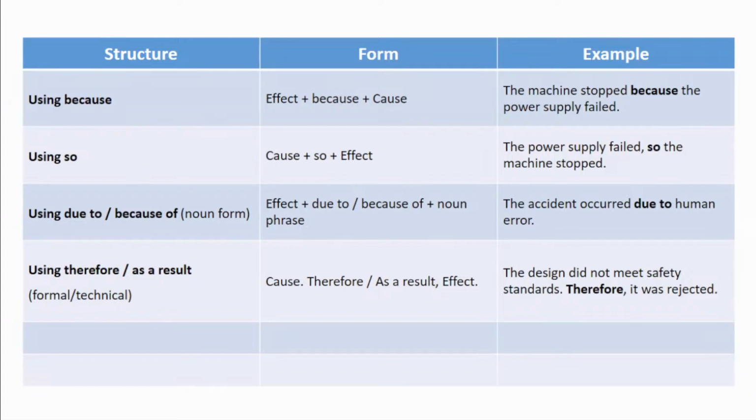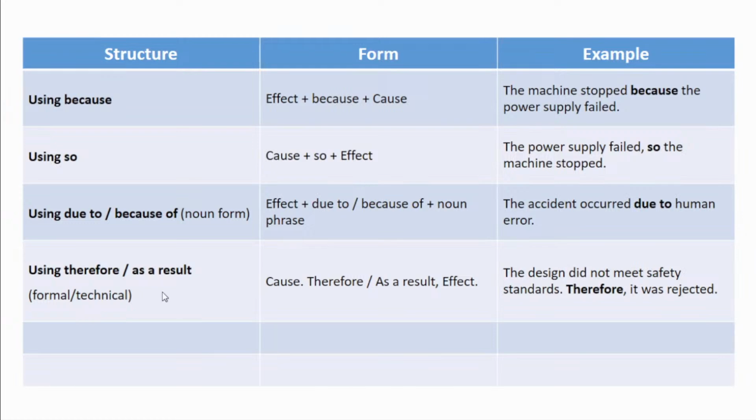So using due to, because of, right? Effect, due to, because of, then you can have a noun phrase. The accident occurred due to human error. Right? Then noun phrases උත් එනවා. කියන්නේ human error ඒ වගේ noun phrases උත් cause එක විදිහට එනවා. Right? Human error තමයි එතන cause එක.